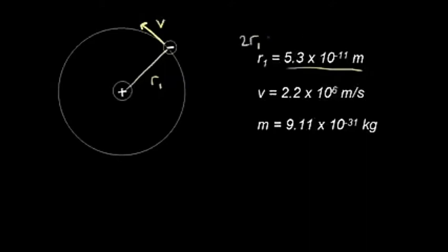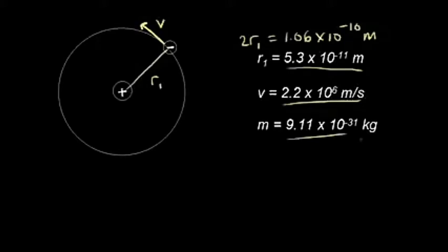If we wanted to know the diameter of the circle, we just multiply by 2, which would be equal to 1.06 times 10 to the negative 10 meters. This is just a rough estimate of the size of the hydrogen atom with an electron in the ground state. We also did some calculations to figure out the velocity. The velocity of an electron in the ground state of the hydrogen atom, using the Bohr model, we can calculate as 2.2 times 10 to the 6 meters per second.